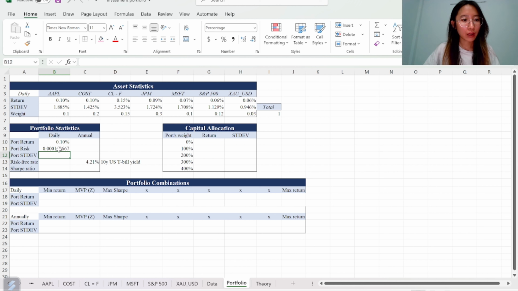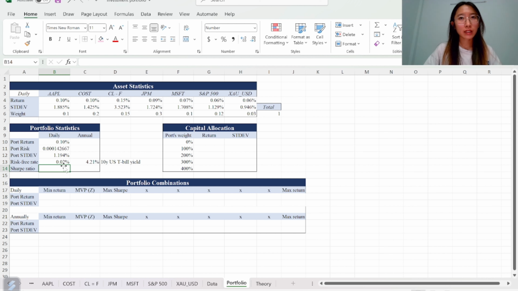And that is our portfolio variance. For the standard deviation, it is actually easier: we only take the square root of the variance. For the risk-free rate, I take 4.21, that is the 10-year US T-bill yield at the end of 2024. We will make that into daily by 1 plus the annual rate, power it by 1 over the trading days, that is 252 days, and then minus 1.